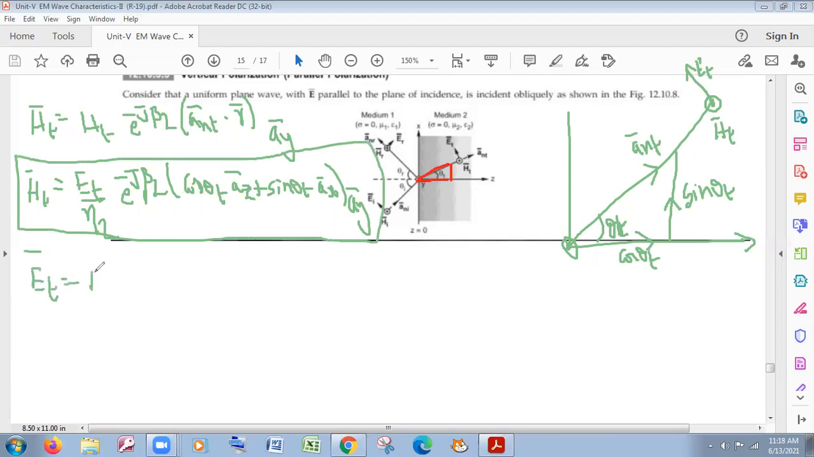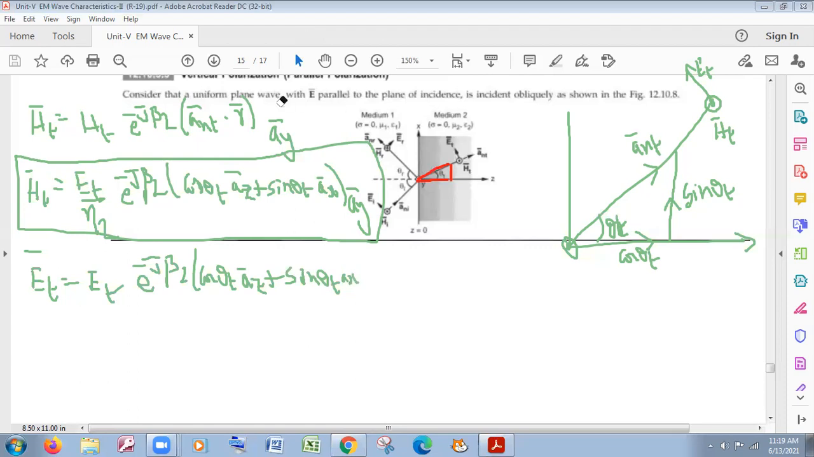ET bar is equal to ET into the exponential, which is the same: e power minus j beta 2 cos theta t AZ bar plus sin theta t AX bar, not the AX bar, sorry.